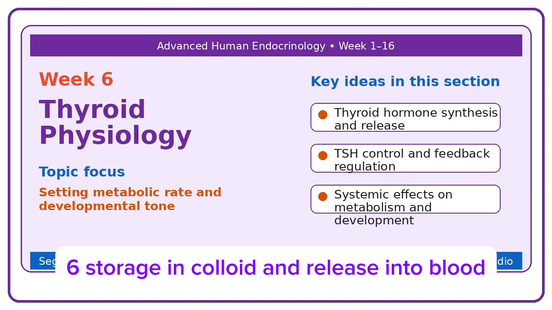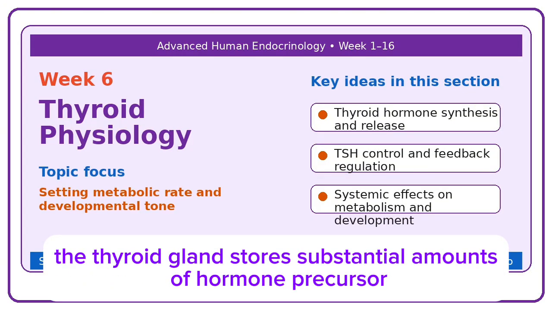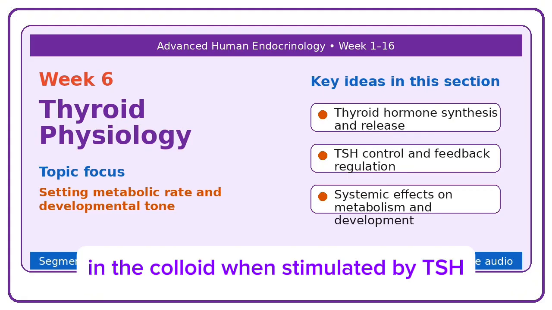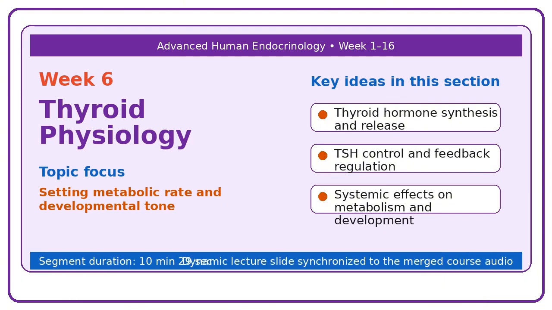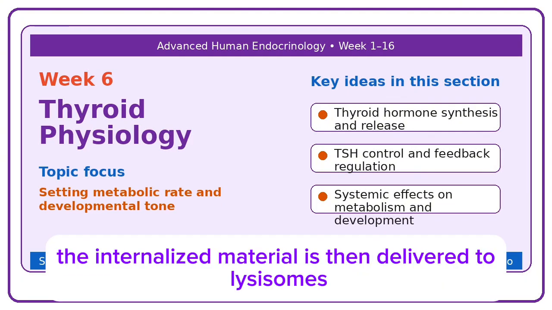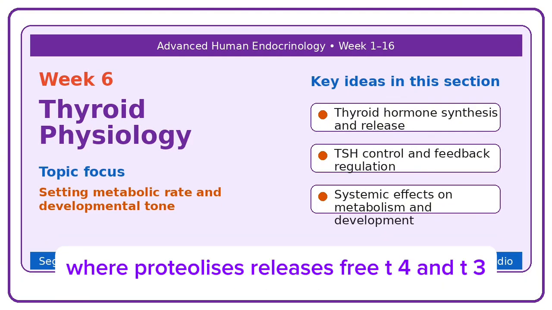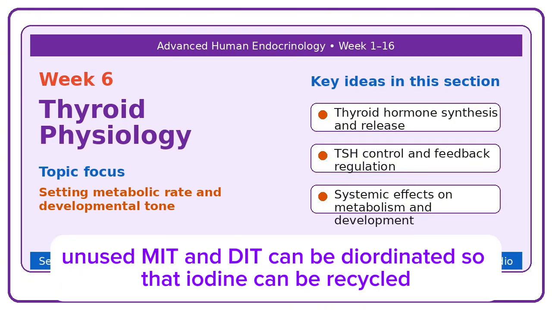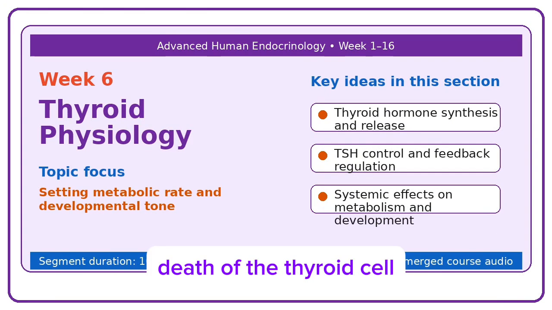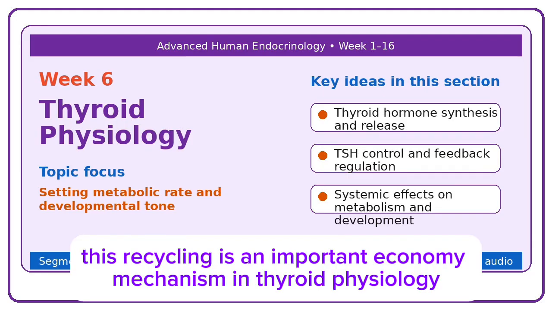6. Storage in colloid and release into blood. The thyroid gland stores substantial amounts of hormone precursor in the colloid. When stimulated by TSH, follicular cells endocytose portions of colloid containing thyroglobulin. The internalized material is then delivered to lysosomes, where proteolysis releases free T4 and T3. Free T4 and T3 leave the follicular cell and enter the bloodstream. At the same time, unused MIT and DIT can be deiodinated so that iodine can be recycled back to the thyroid cell. This recycling is an important economy mechanism in thyroid physiology.